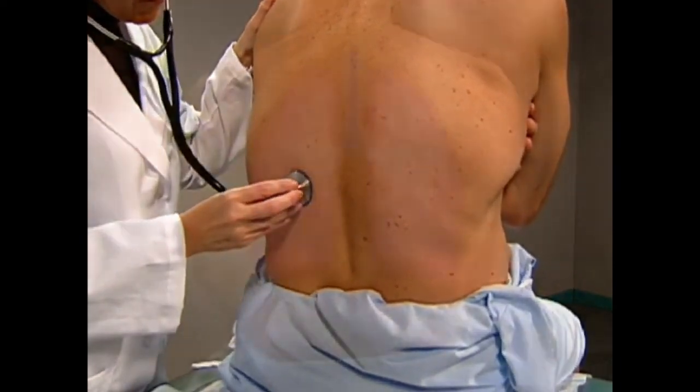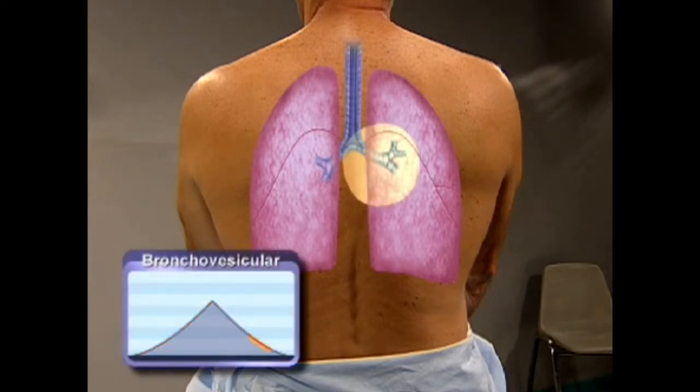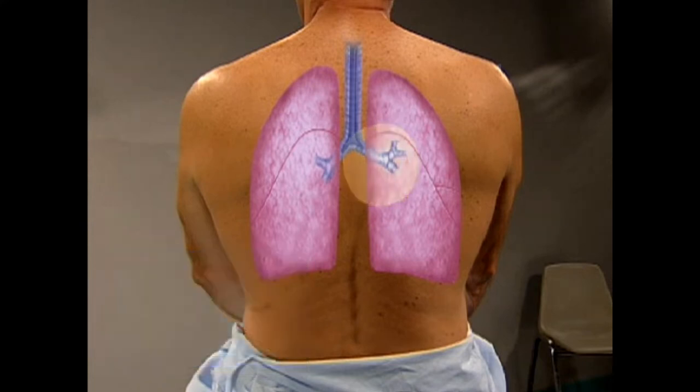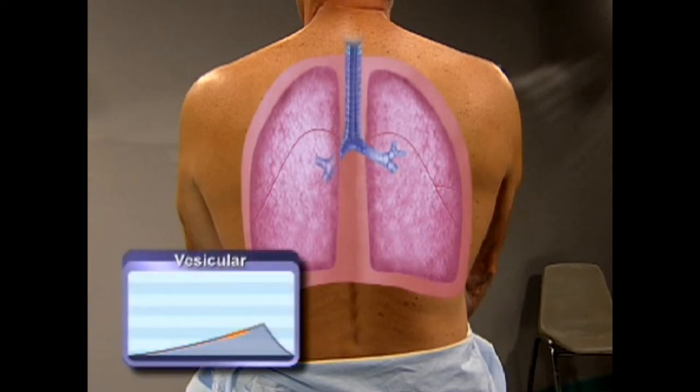Posteriorly, you should expect to hear bronchovesicular sounds over the main bronchi. These sounds have a moderate pitch and intensity. They're heard equally as long on inspiration and expiration. You should hear vesicular sounds over most of the lung fields. These low-pitched, soft-intensity sounds are heard longer on inspiration than on expiration.